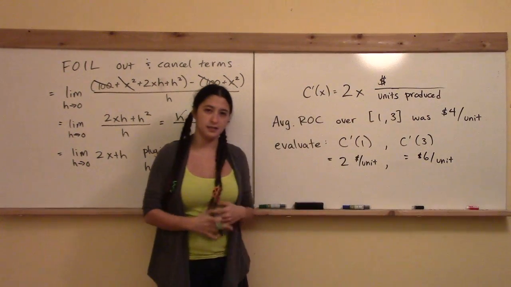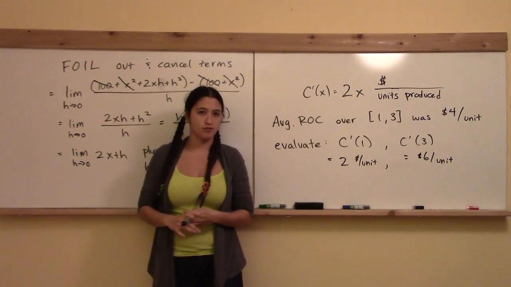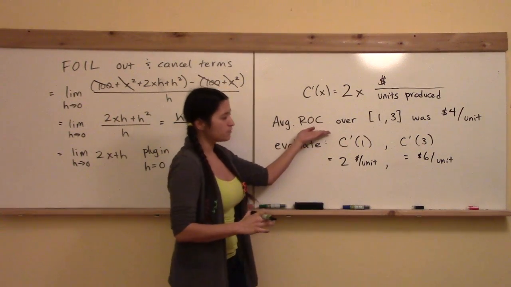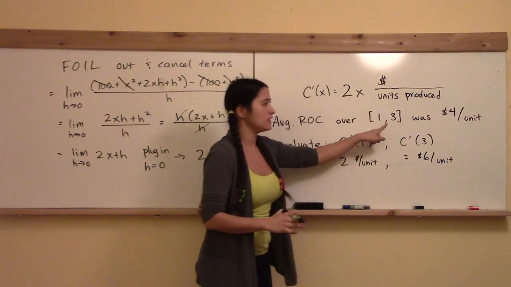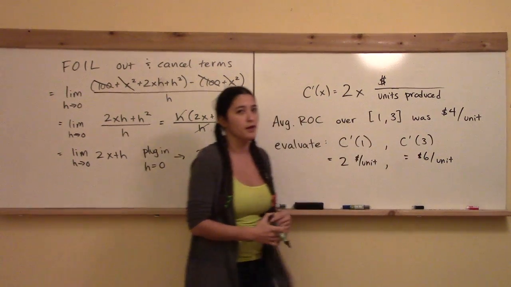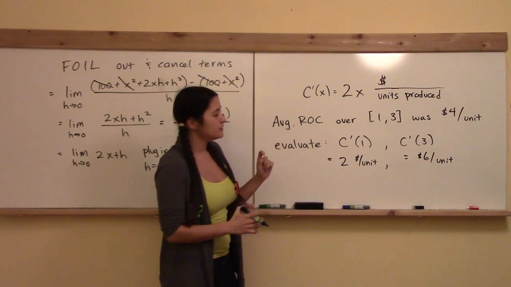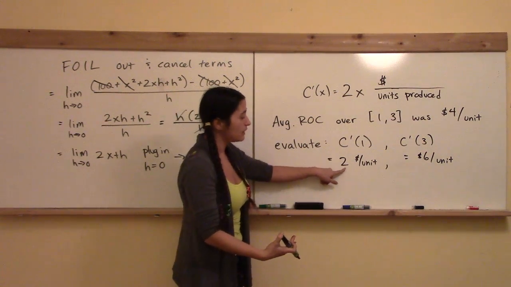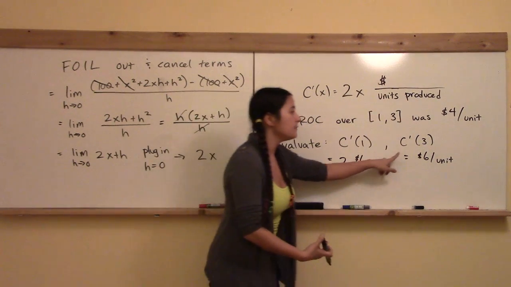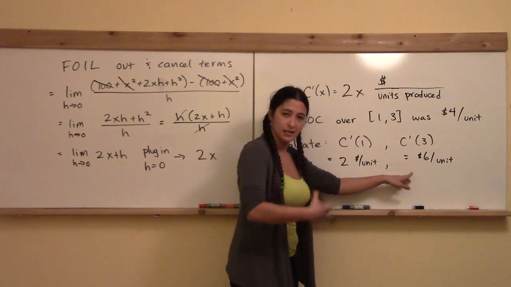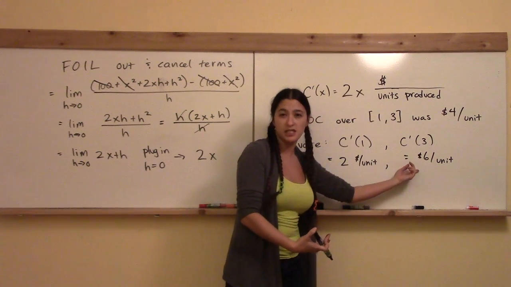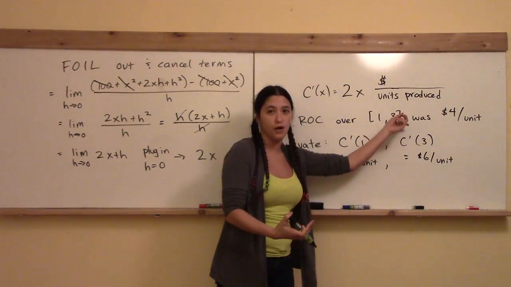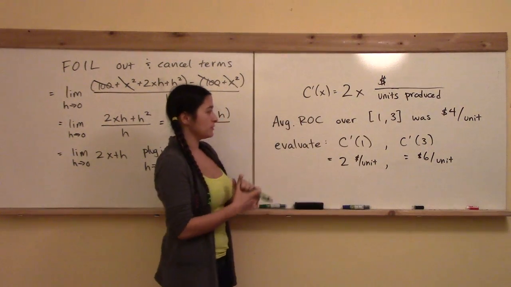So now I see the difference between the concept of the average rate of change and the instantaneous rate of change. On average, over the interval from 1 to 3 units, it was an average of $4 per unit. But really what's going on here is that if I'm at the production level of 1 unit and I want to increase by 1, I will have to pay $2 more. If I'm at the production level of 3 units and I increase by 1, I will have to pay $6 more. Now coincidentally, we see that the average of 2 and 6 is 4, and that's how we got the average rate of change.